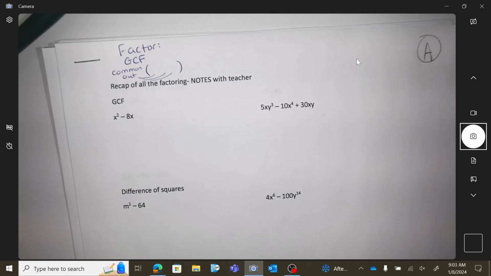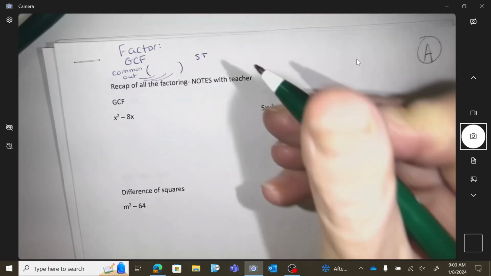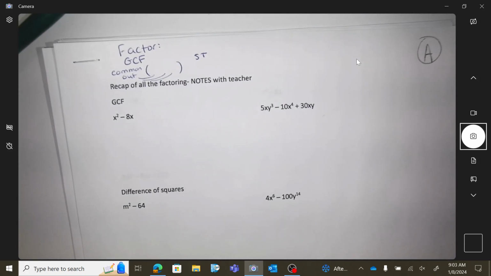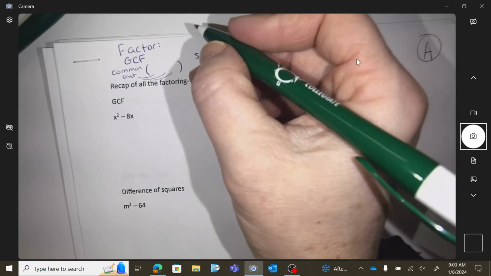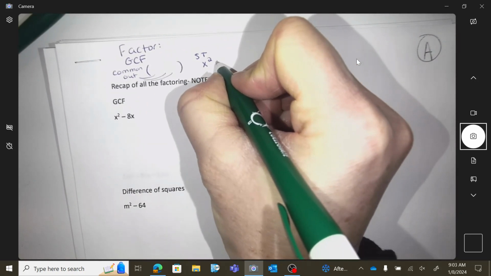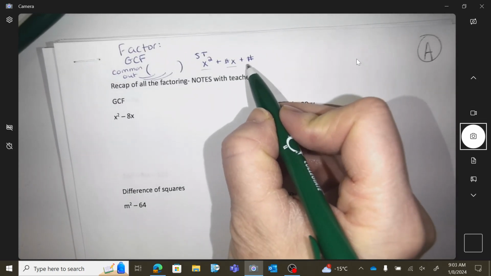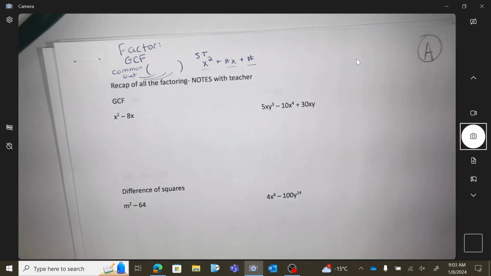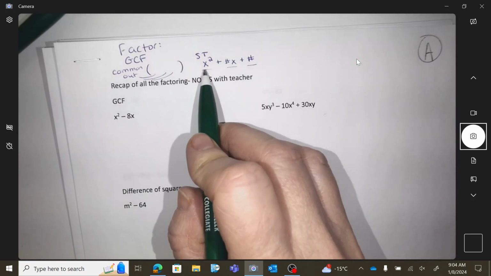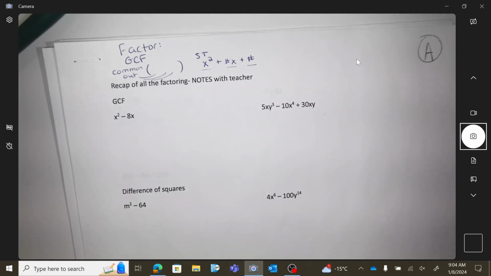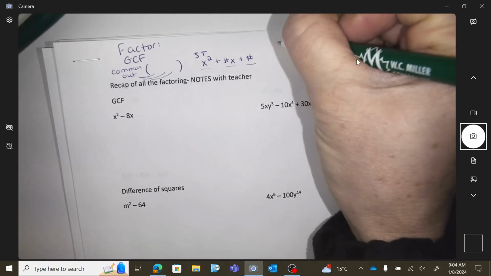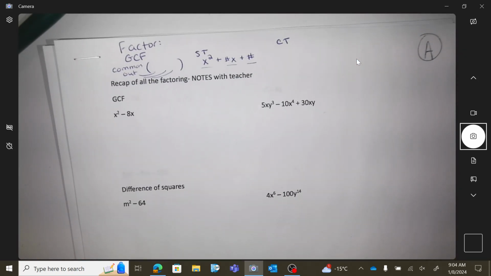Okay, and then we have one that's called ST. Do you remember what ST might stand for, a simple trinomial? So a simple trinomial would have 3 parts, and it begins with a 1, x squared. Okay, so that was the simple trinomial. Recognize it. And then we had a complex trinomial.